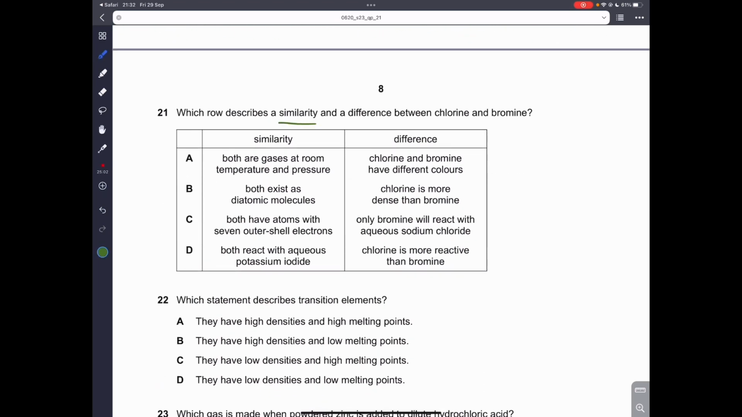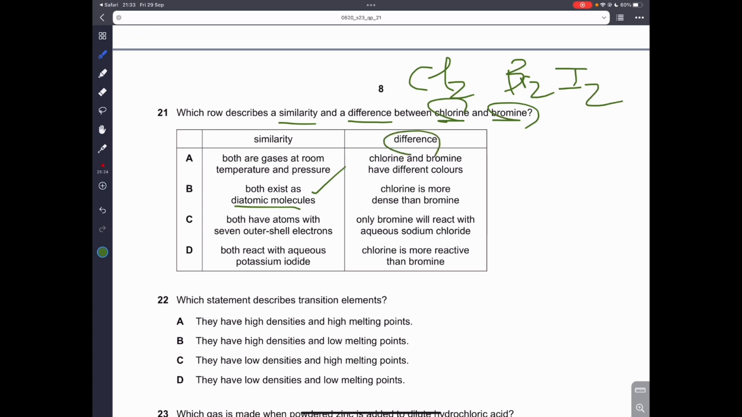Question 21, which row describes a similarity and difference between chlorine and bromine? The similarity is that they both are diatomic molecules, right, because we write them as Cl2, Br2, I2. These are the halides or the halogens. The difference between them is that chlorine is more dense than bromine. This is wrong. Bromine is more dense than chlorine. As you go down the group, it gets denser.